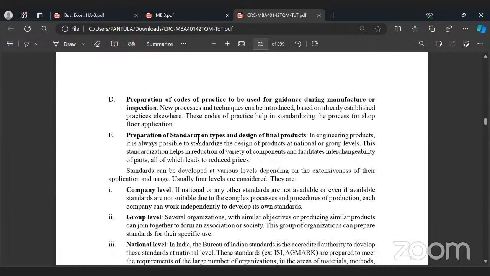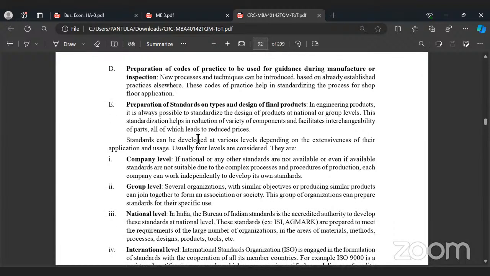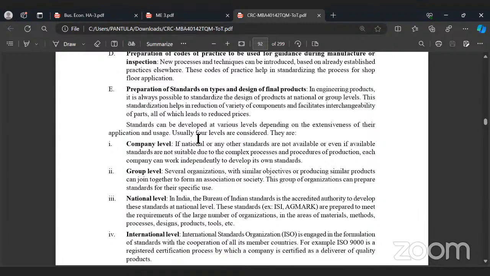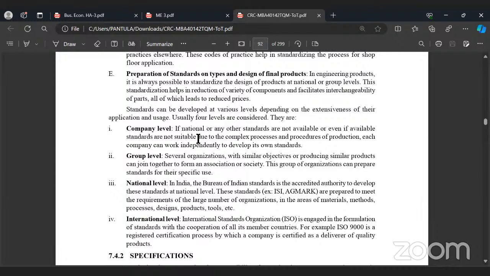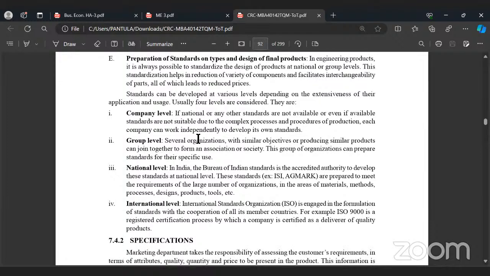Preparing codes, and the preparation of standard types and designs for the final product. Here, engineering products can always be standardized in design at national or group level. This standardization helps reduce the variety of components and ensures interchangeability of parts. See, standards can be developed at various levels: company level, group level, national level, international level.